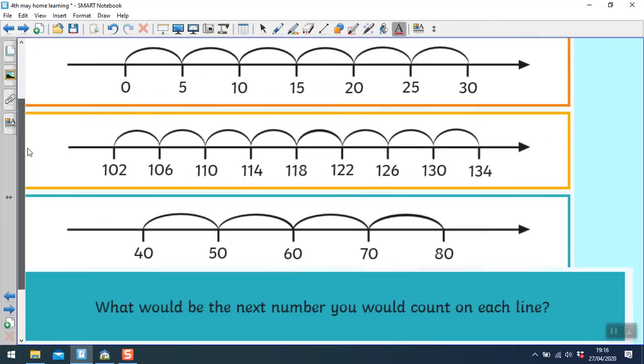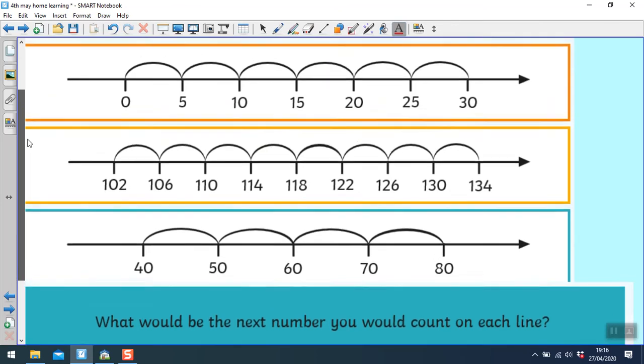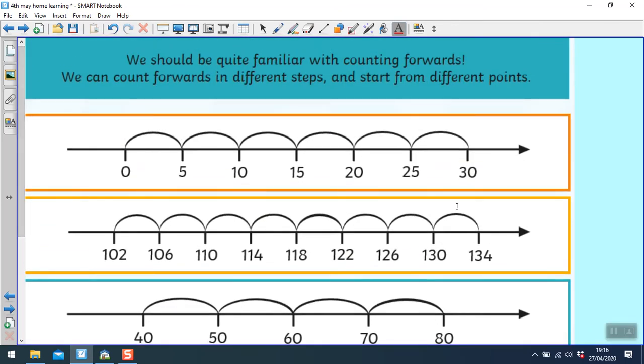Well done. What would be the next number you would count on each line? So after 30, we know that you're counting in 5s. What would the next number be? 35. We know that this one is counting in 4s. So after 134, what would the next number be? It's 138. And then here you're counting in 10s. What would the next number be after 80? It is 90. Well done.